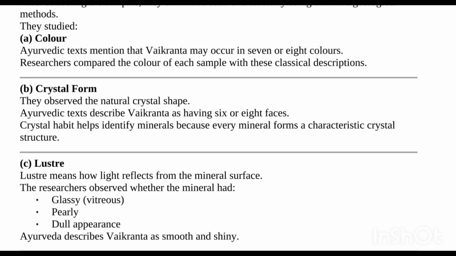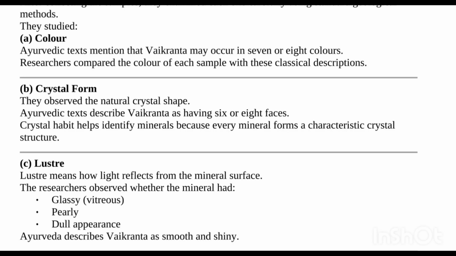Second is the crystal form. They observed the natural crystal shape. Ayurvedic texts describe Vaikrant as having 6 or 8 facets. Crystal habit helps identify minerals because every mineral forms a characteristic crystal structure.